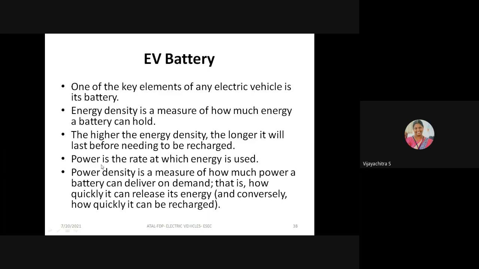And the next one is power. Power is the rate at which energy is utilized. Another terminology is power density. Power density is a measure of how much power a battery can deliver on demand, that is, how quickly it can release its energy, or how quickly it can be recharged. Even though we are providing a high quality electric battery, if there is less capability to get it recharged, then its power density is somewhat minimal. So we have to ensure the electric vehicle battery has higher energy density as well as power density. Power density should be high enough and energy density should be high enough.